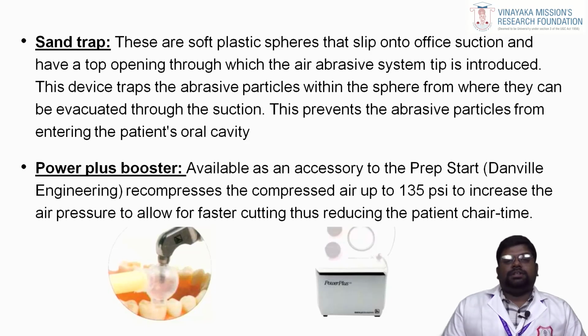Then the sand trap. These are soft plastic spheres that fit onto the office suction and have a top opening through which the air abrasive system tip is introduced. This device traps the abrasive particles within the sphere, from where they can be evacuated through the suction, preventing the abrasive particles from entering the patient's oral cavity.